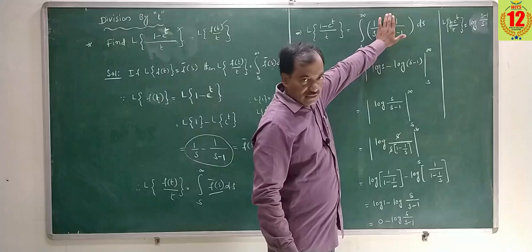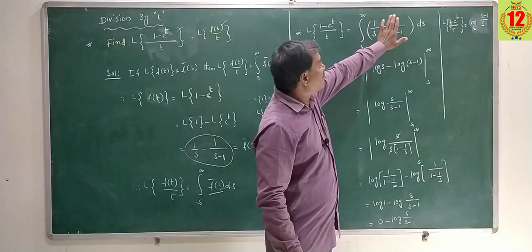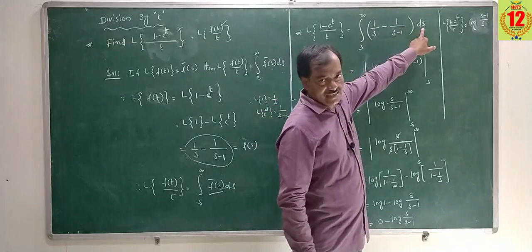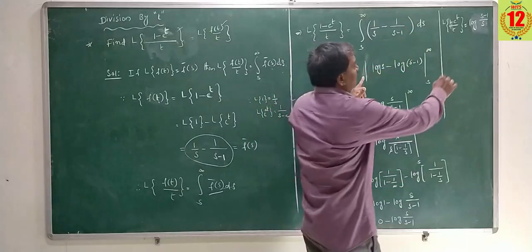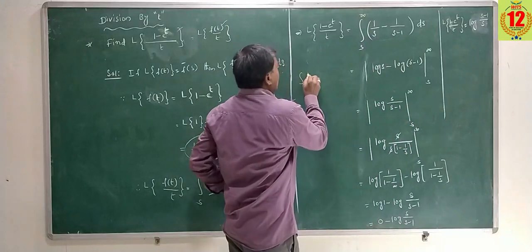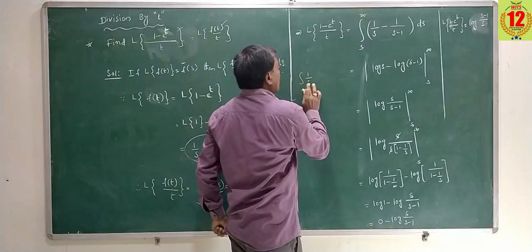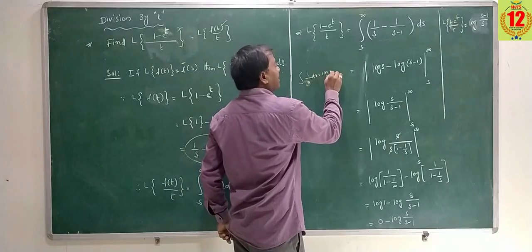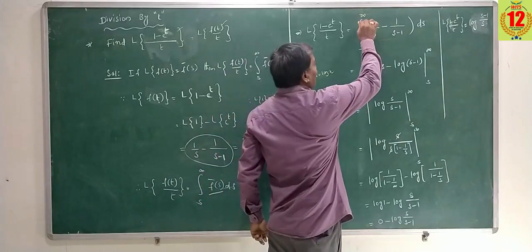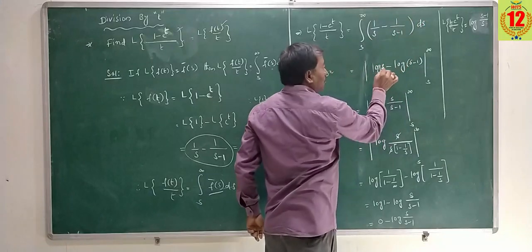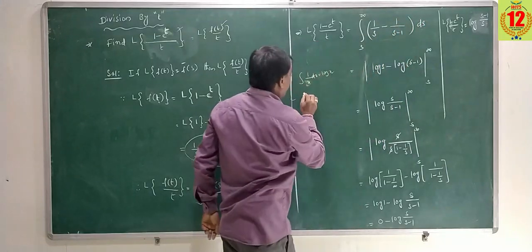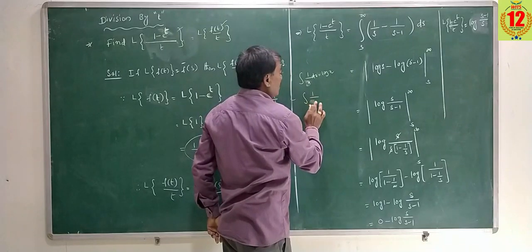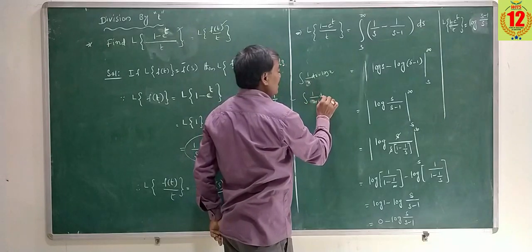Now we are integrating this f bar of s. First we integrate 1 by s with respect to s. The integral of 1 by x dx is log x; this is the direct formula. Therefore the integral of 1 by s ds equals log s, and coming to this function, the integral of 1 by s minus 1 dx.